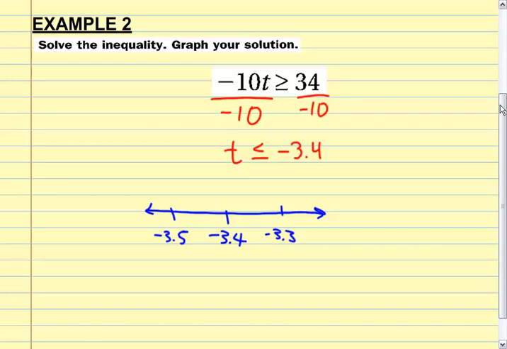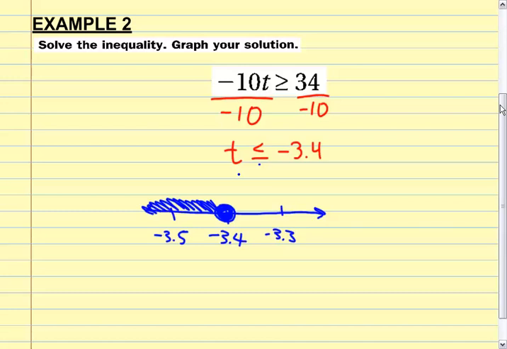Okay, wait, no, first you put a circle at negative 3.4. Okay. Shade it in. Why am I shading it in? Because it's less than or equal to, so it can be equal to negative 3.4. Yes, and then you shade to the left, because it says that T has to be less than that number. And it's the right direction the arrow's pointing. Since the variable's on the left side, the arrow is pointing in the direction that we shade. Okay? Nice job.